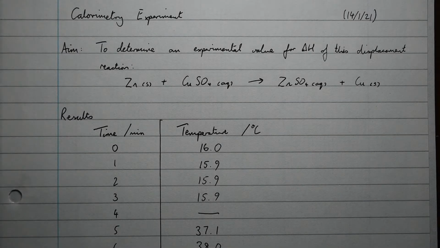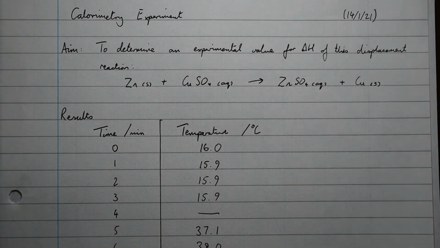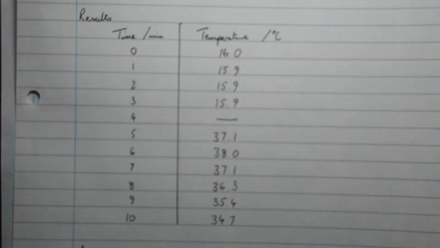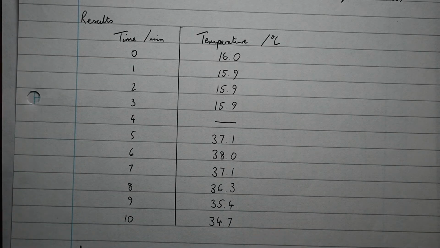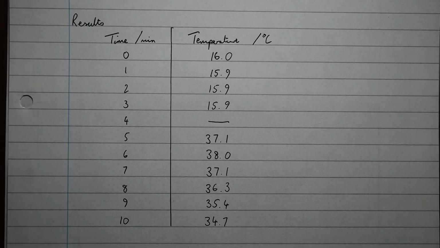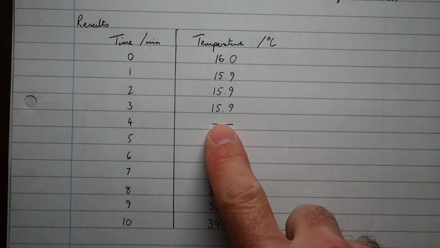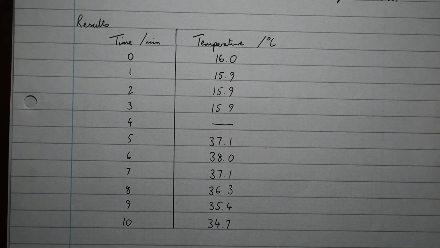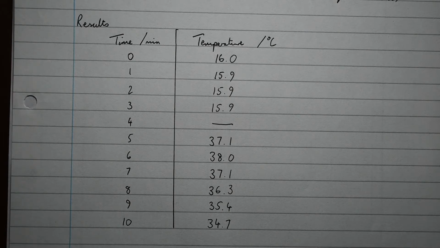Okay, so here are the results of the experiment. I've written out the equation there and then copied the temperature results that we obtained from the data logger. I've not included a temperature at 4 minutes because that's the moment where I mixed the zinc with the copper sulfate, and so if you were manually recording the temperature, you wouldn't normally take a reading at that time. And then I've recorded all the other results.